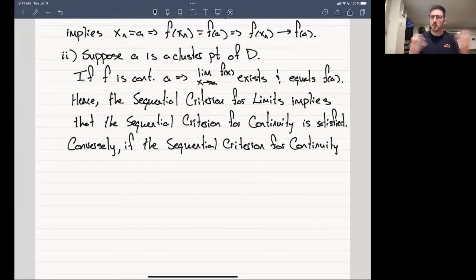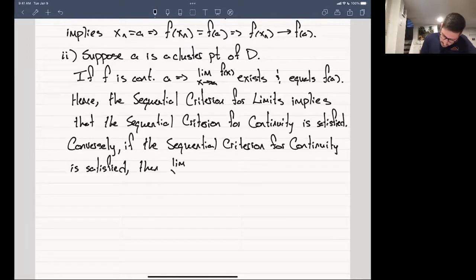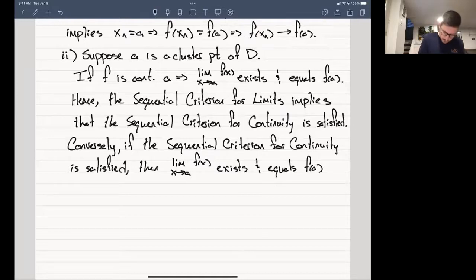That's why it's taking me almost more time to explain or to write it than it is to actually do any math. So if this is satisfied, then the limit as x goes to a of f(x) exists and equals f(a). But from the previous theorem, this tells you f is continuous at a. All right, so there's really nothing to prove, right?